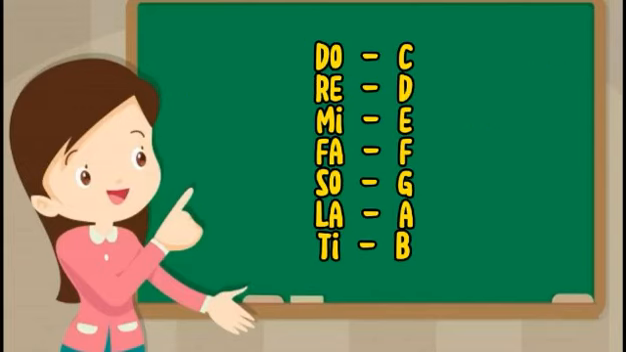So, do corresponds to pitch name C, re corresponds to pitch name D, mi corresponds to pitch name E, fa corresponds to pitch name F, so corresponds to pitch name G, la corresponds to pitch name A, and ti corresponds to pitch name B. That is how solfa syllables correspond to pitch names.